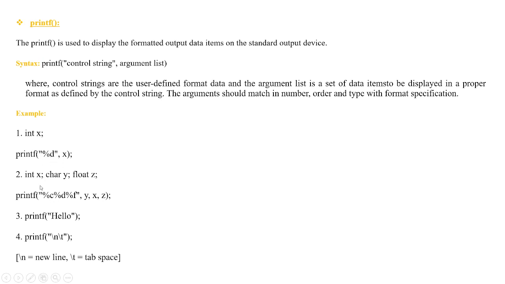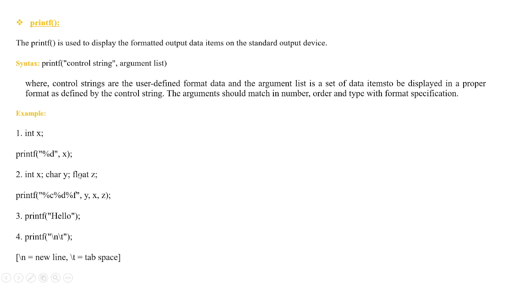Say for example, if I wanted to display an integer value, a character value, and a decimal point value, then the appropriate control strings are used in printf. %c is a control string for a character to be displayed, and that is the reason why the first variable I specified is y. The next control string is %d, that is to display an integer value, that is the reason why I specified x. %f is meant for decimal point, that is floating data type, and that is the reason why we specified z.